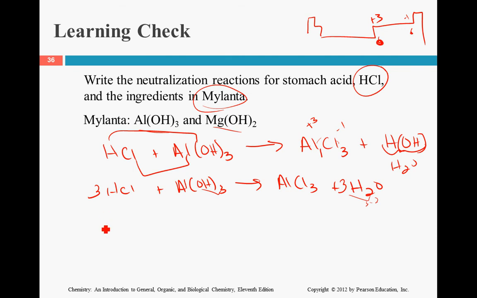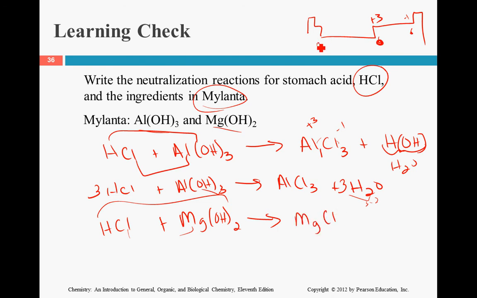Now we're going to mix HCl with Mg(OH)2. Insides come together and the outsides come together. So Mg is now with Cl. Mg is right here on the periodic table, which means it has a +2 charge. Chlorine still has a -1, so that gives us MgCl2. And water. HOH is water.